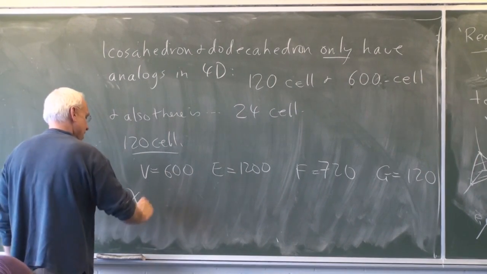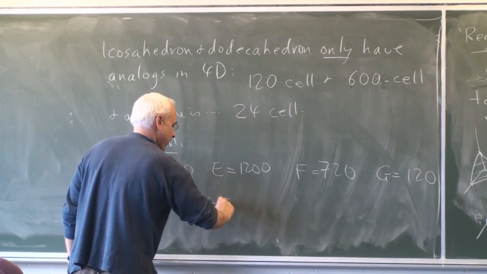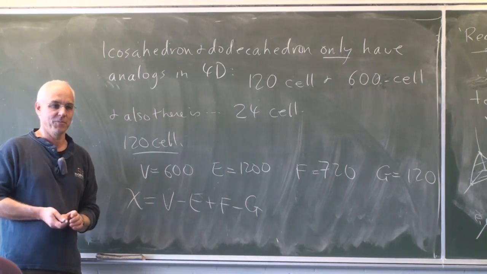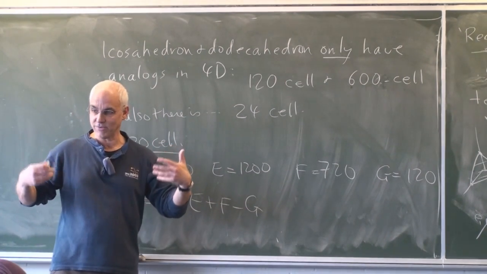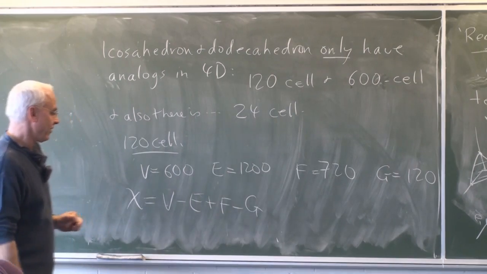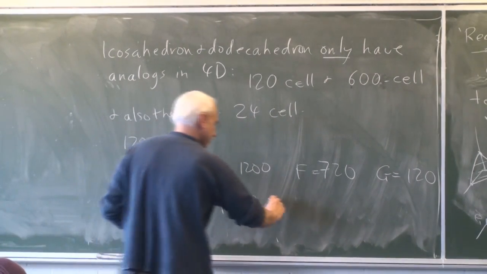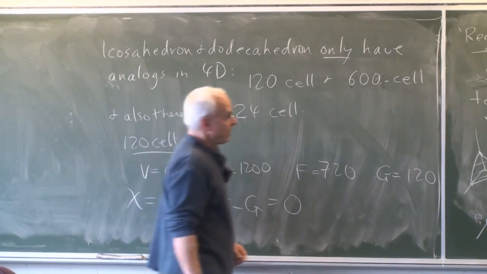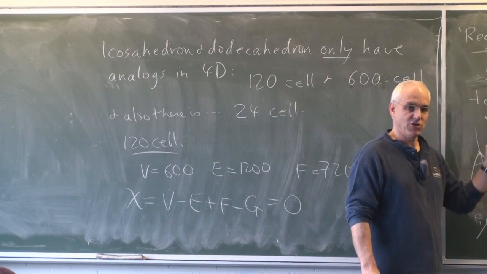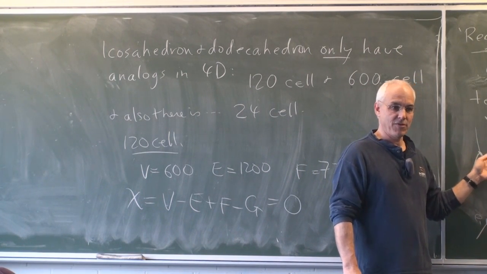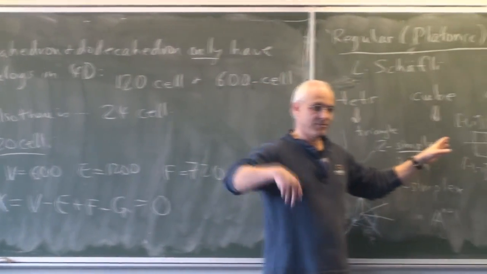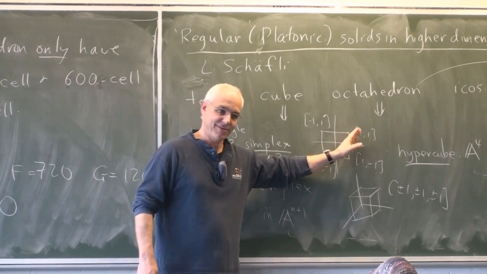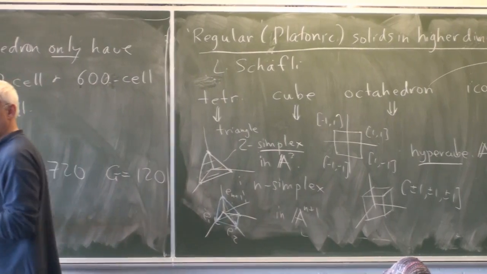Okay, so it turns out that if you take chi equals V minus E plus F minus G, which is what your first guess would be, right? Yeah, that is the right number to think about, and it turns out it is 0. And it's an excellent exercise to show that the corresponding facts for the 4-dimensional simplex, hypercube, and orthoplex also satisfy this, that the Euler characteristics are all 0.